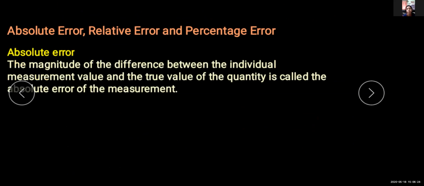Now let's talk about absolute error, relative error, and percentage error. First is absolute error. Absolute error is the magnitude of the difference between the individual measurement value and the true value of the quantity. It is called the absolute error of the measurement. Clear?